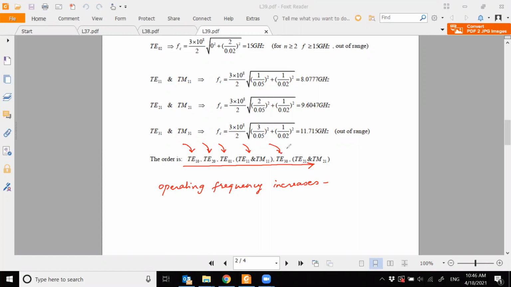Then this mode will be guiding, and then this mode will be guiding. And now all these modes, how many are there? 1, 2, 3, 4, 5, 6, 7, 8. All these 8 modes have different transverse patterns, and they are all traveling with the same phase constant in the direction of propagation. So the energy of your signal will be carried by all these modes together.